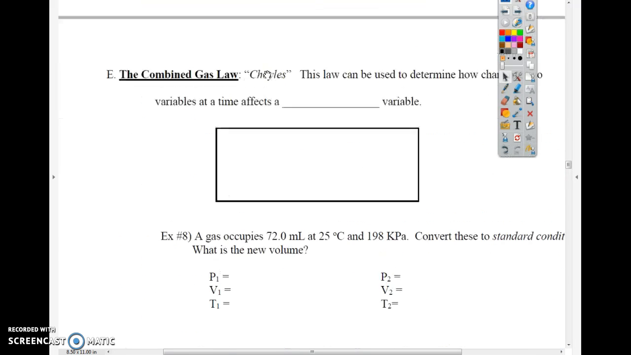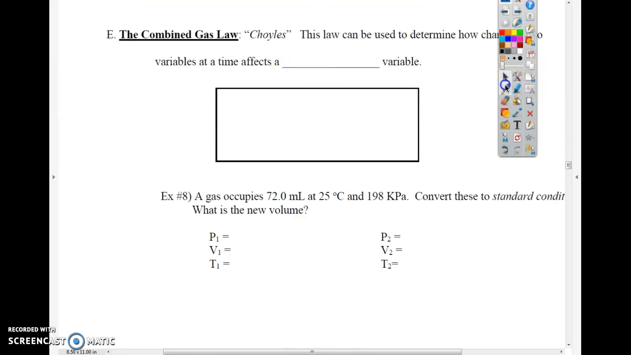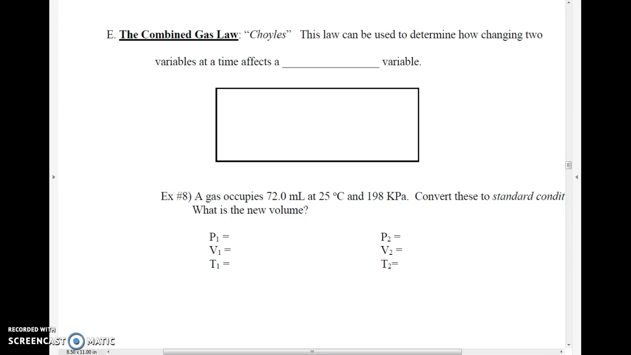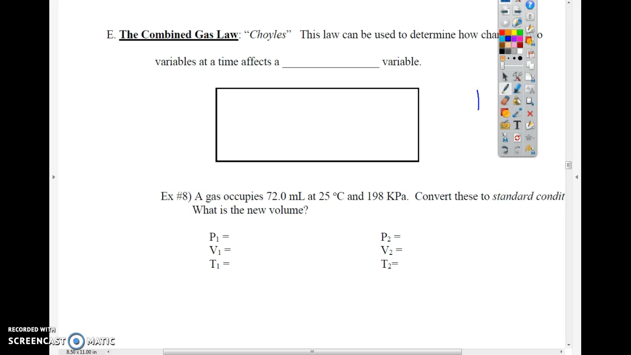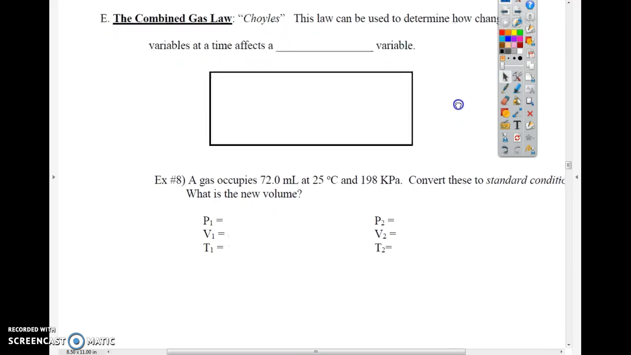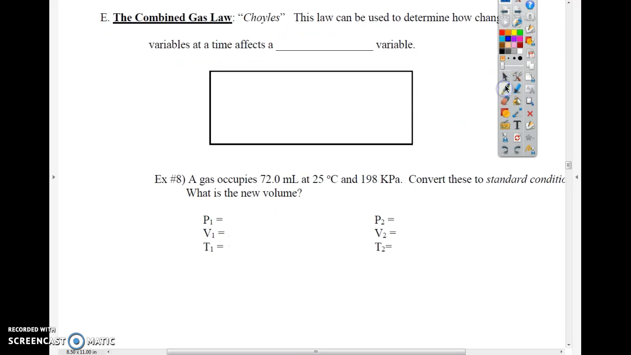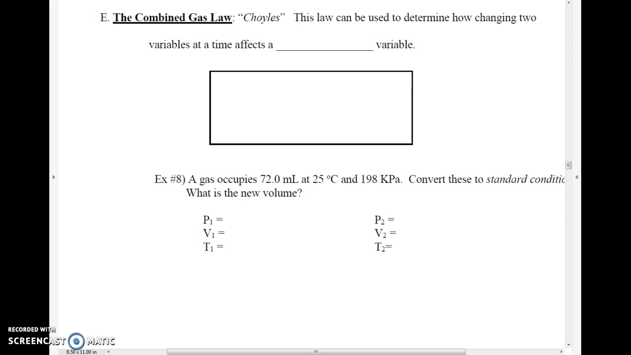The combined gas law. Now, it says "Choils" here. Sometimes people come up with these things that help people remember stuff. The reason it has "Choils" there, if you look online, is that it's Boyle's and Charles' law combined, which is kind of how people think about it sometimes. Other than right now, you'll never hear me say "Choils" again. This law could be used to determine how changing two variables at a time affects a third variable.